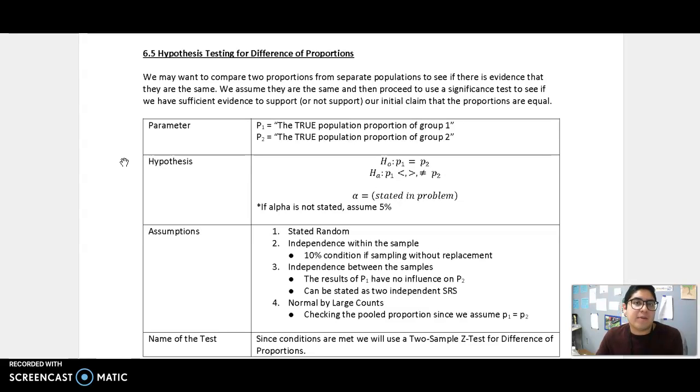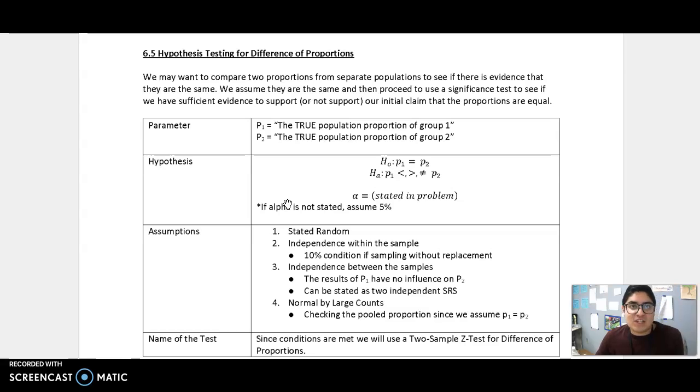Well, we're going to state the parameters that we're testing. Here we're testing that the true population proportion of group 1 and the true population proportion of group 2, we believe that they are equal. That's our initial claim. But I'm trying to find evidence that maybe population 2 is greater, or maybe it's less than, or maybe they're just not equal. There is some difference. So we're going to use an alpha level of 5% unless otherwise stated.